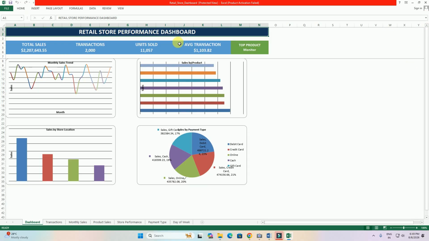I give the retail store performance dashboard, with a description of one minute. It has graphic mode, chart mode, pie chart mode, and bar chart mode. It shows the total sales, the transactions, sales by store location, monthly sales trending, and sales by products, and there is a total pie diagram. The sales by gift cards, cash, debit card, and credit card are all shown, and that is very easy. The next prompt is another one.